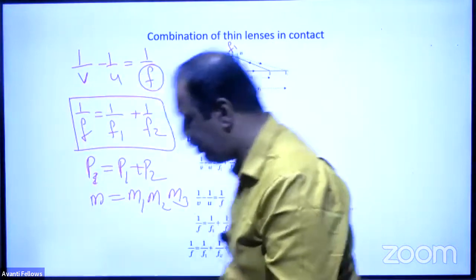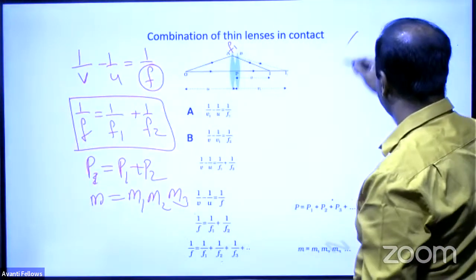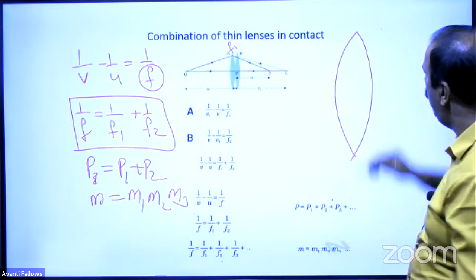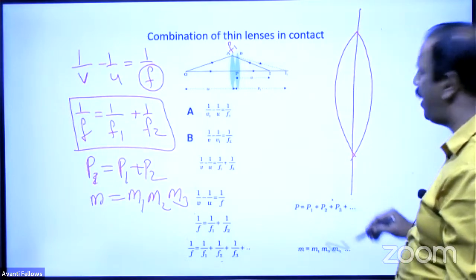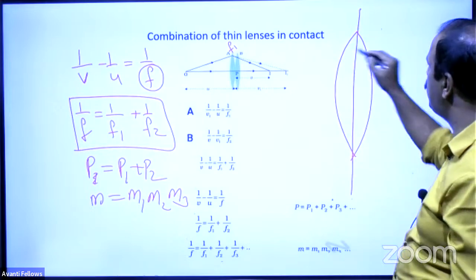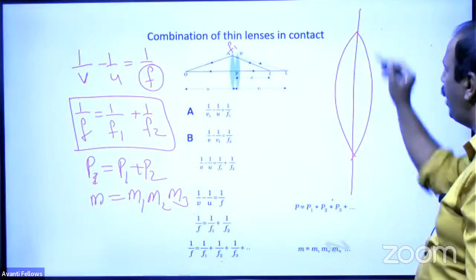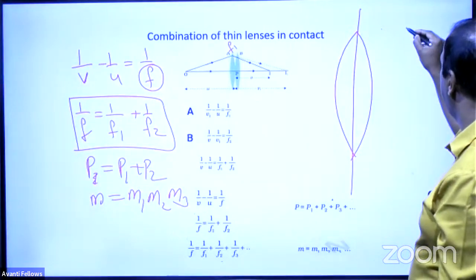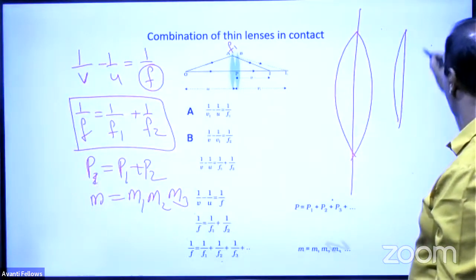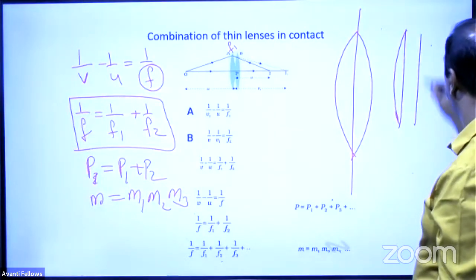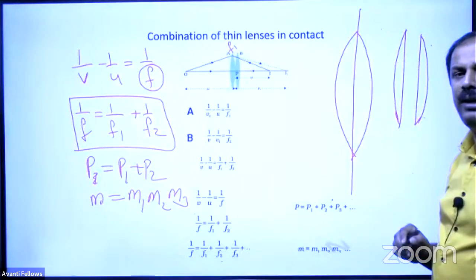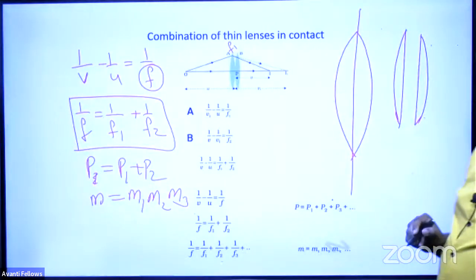Think about a question like this. You have a lens like this. Both sides are same. Now, if you are cutting this lens into two parts like this, so this becomes one lens and this becomes one lens. What will happen to the focal length? Whether it will increase or decrease? You see here, it became two lenses. One lens is here, another lens is here. Now, what will happen to the focal length? How can we get it?